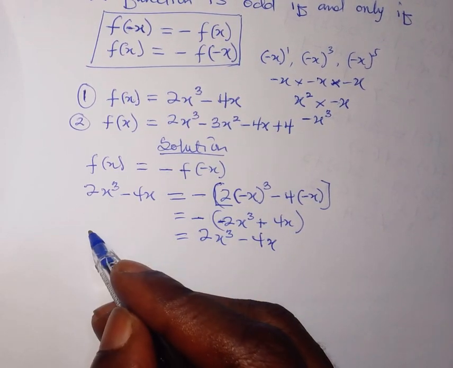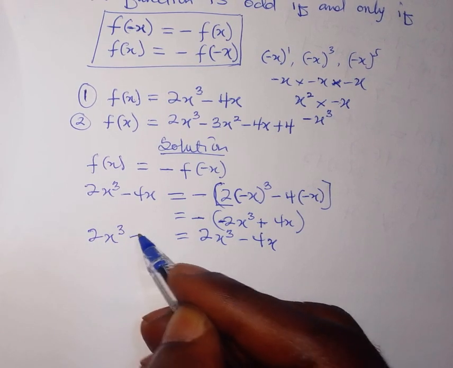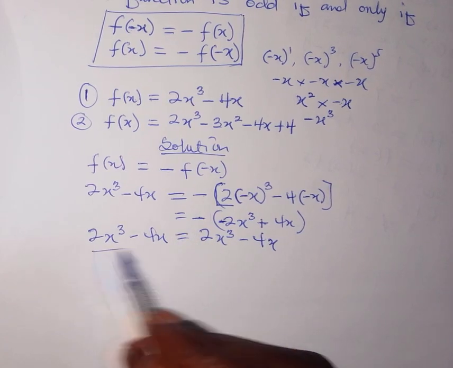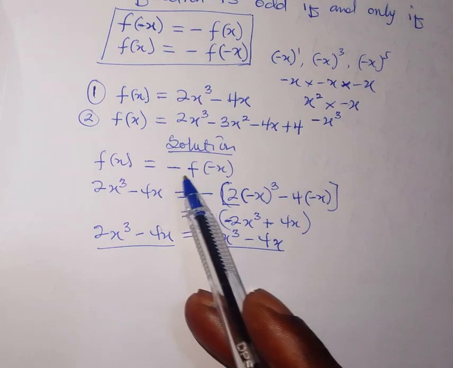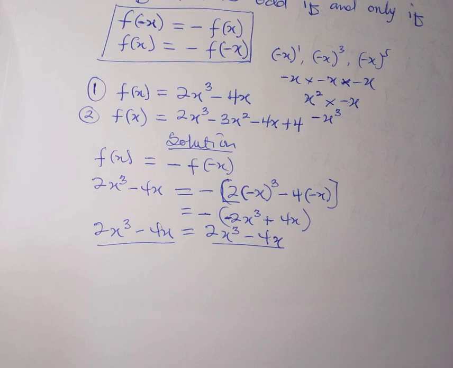Now let me write the right part and see if they are the same. Negative 4x. Good. So you realize that this and that are the same. Once they are the same, then you can also see that this function is what? Odd function. Okay, odd function. So we have tested this one and have realized that we have gotten the answer. But before you forget, let me remind you on this.